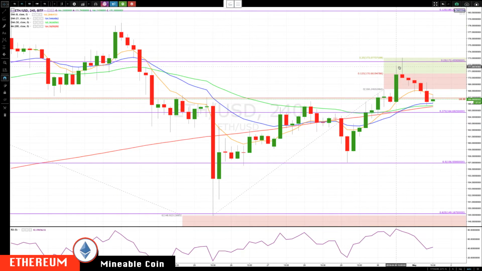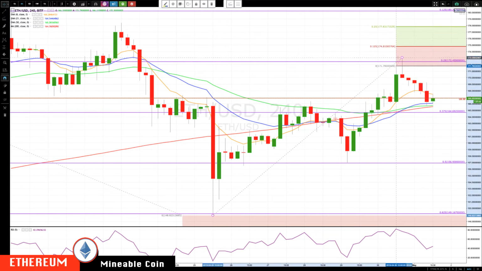Switching over to Ethereum, see we came up to our 173 GAN projection level, now coming back, holding right at the bottom of the rotation zone, actually weaker than Bitcoin. At this point, now you can raise the levels again.